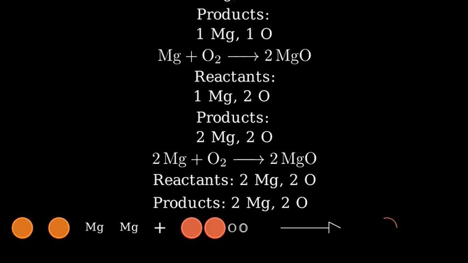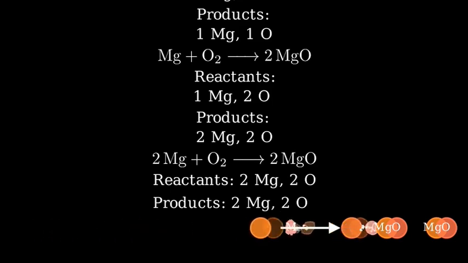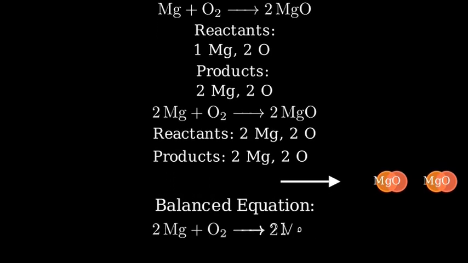We start with two magnesium atoms and one oxygen molecule. These react to form two molecules of magnesium oxide. And there you have it. We've successfully balanced the chemical equation for the reaction between magnesium and oxygen gas to form magnesium oxide.